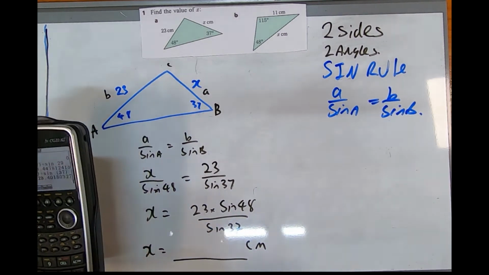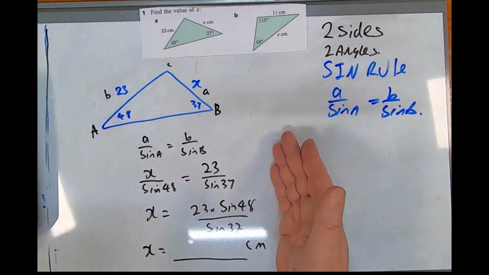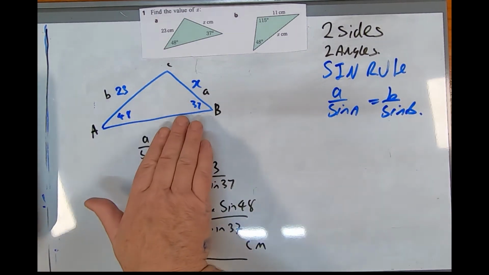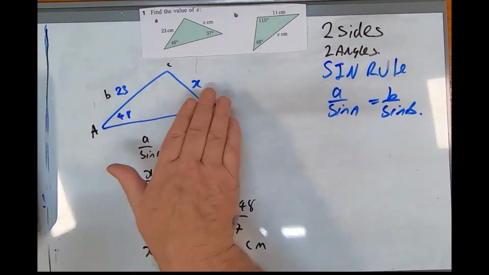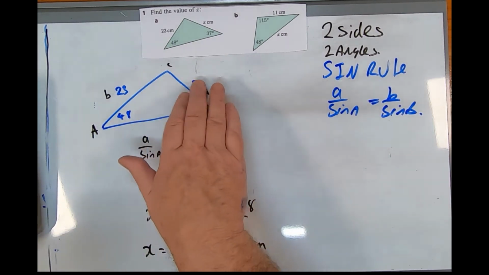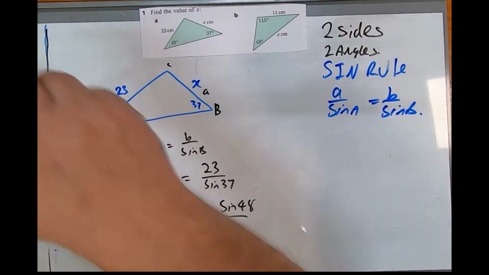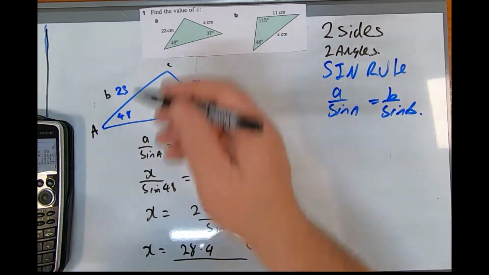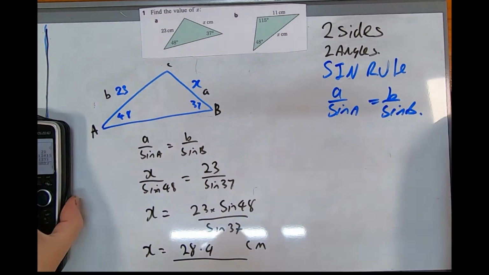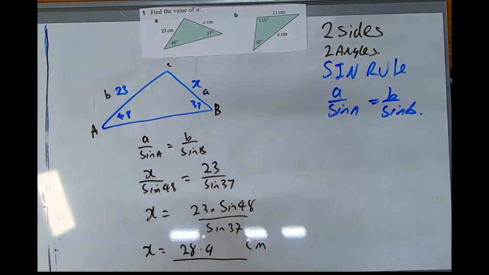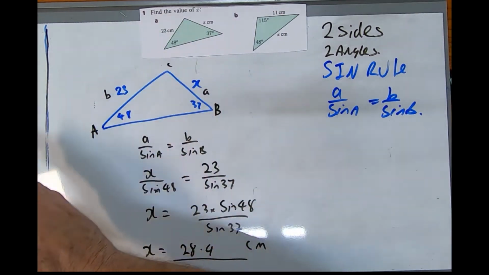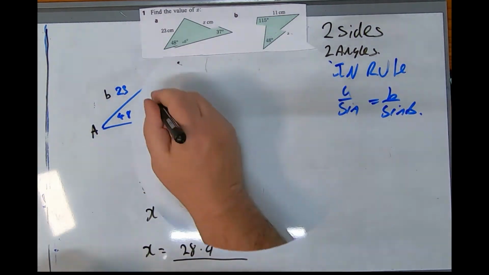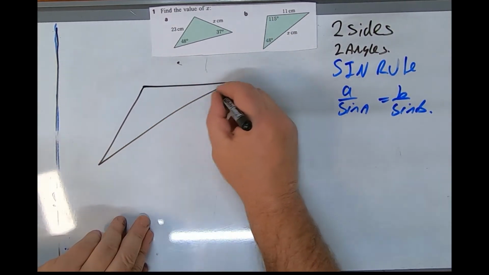Okay, we get 28. Have a look at the picture. This one's 37, it's 23, 48's a little bit bigger. So this needs to be a little bit bigger than 23, which it is. 28.4. No particular details about the symbol. Now we just need to wipe the slate clean. Next diagram.